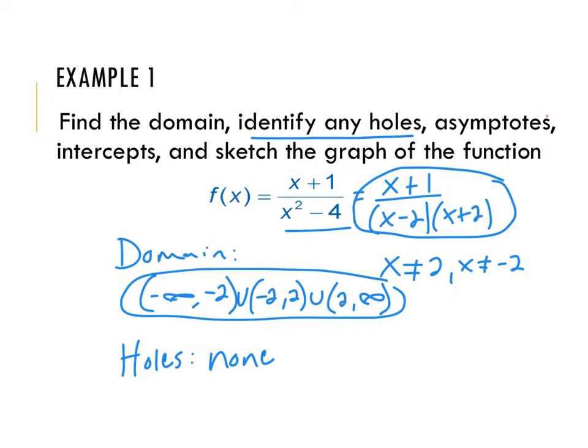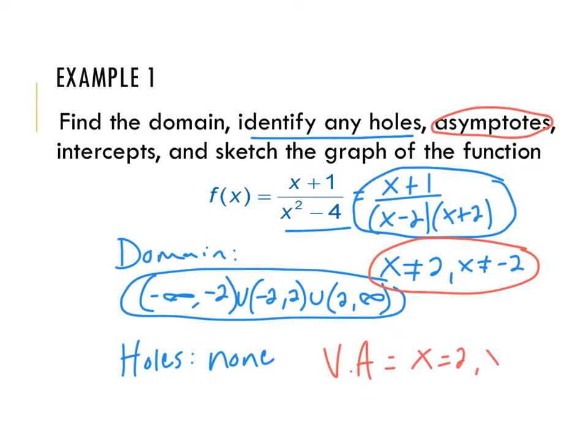Next, we need to identify the asymptotes. This means the horizontal and vertical asymptotes. Vertical asymptotes are pretty easy to find because whatever x cannot equal, those are considered our vertical asymptotes. So in this case, we'd say a vertical asymptote at x equals 2 and x equals negative 2, because that's what makes it undefined.